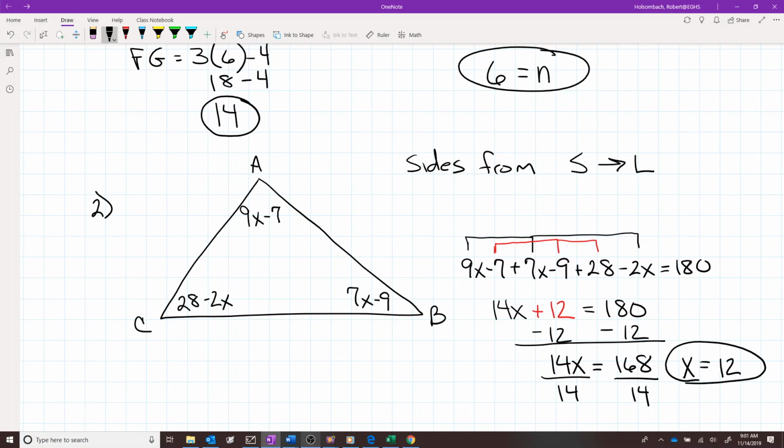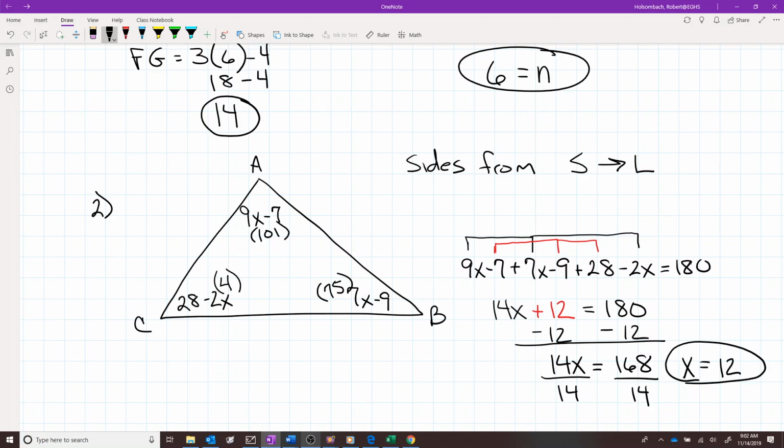Now you've got to substitute. So angle A is going to be 9 times 12 minus 7, which is 101 degrees. Angle B is going to be 7 times 12 minus 9, which is 75 degrees. And 28 minus 2 times 12 is going to be 28 minus 24, and 28 minus 24 is 4 degrees.